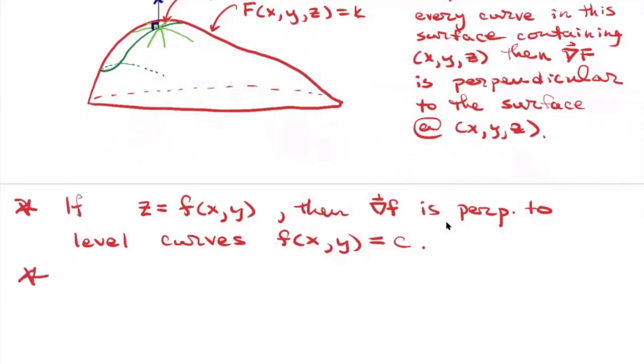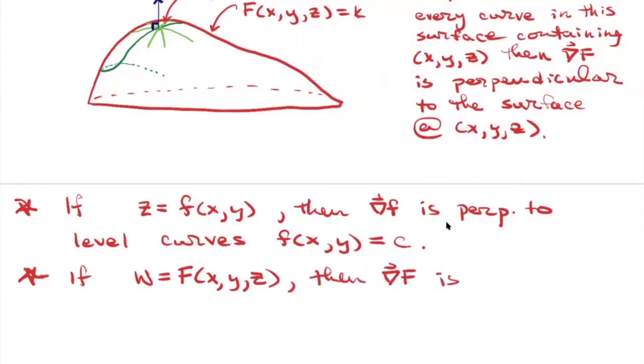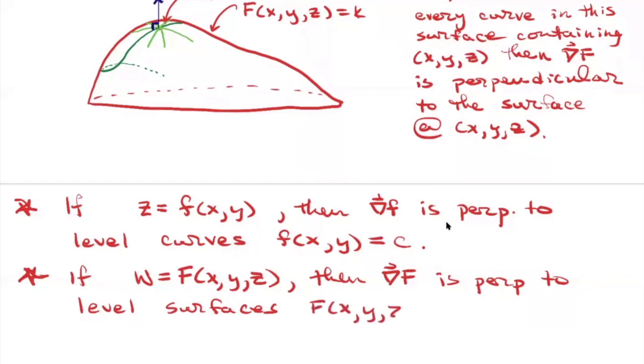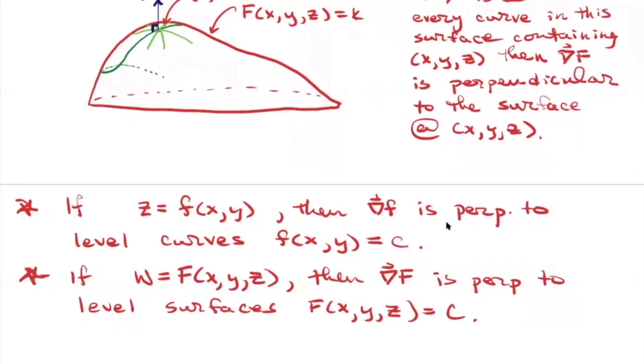Okay, and then the new fact is if, let's say, w is F of x, y, z, big F with three independent variables now, then the gradient of big F is perpendicular to level surfaces, big F of x, y, z equals a constant, which I was calling k. I'll go ahead and use a c now.